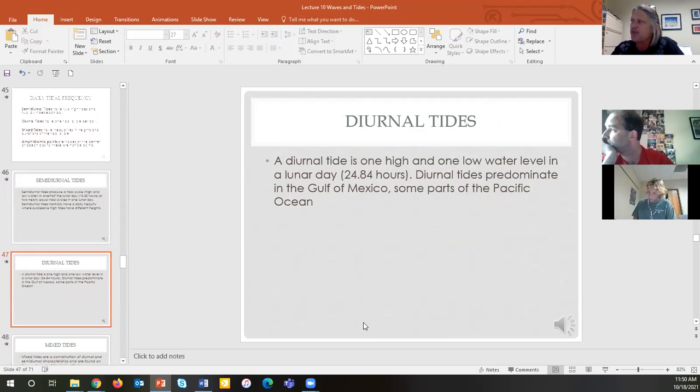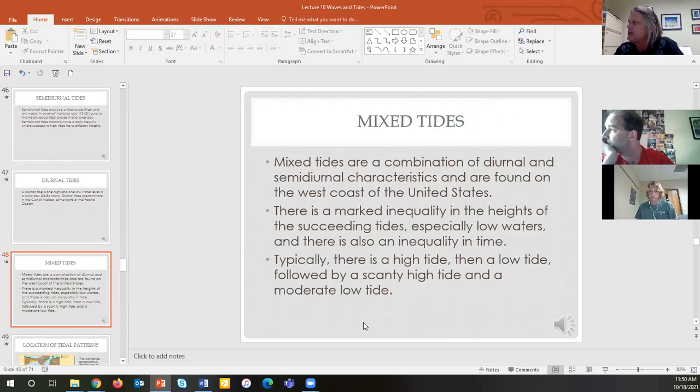Diurnal, 24 hours, 50 minutes. 1 high, 1 low each day. Mixed tides, a combination, but you generally have 2 highs and 2 lows of different heights with some disturbance towards the quarter moons.